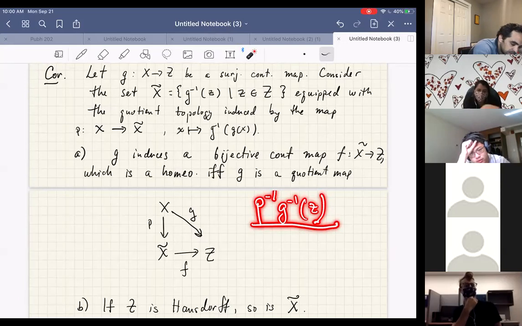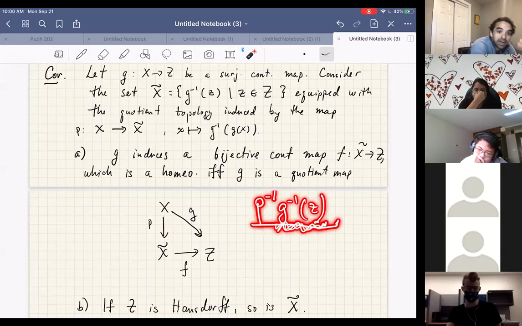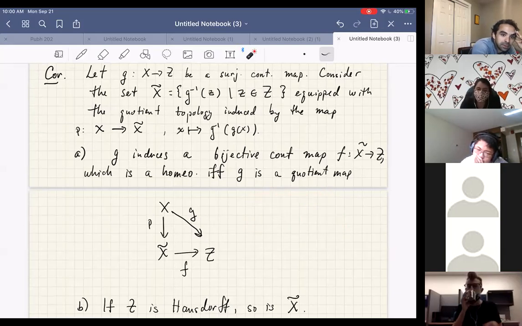This is a collection of points in X, such that what? Such that they are exactly contained in that fiber of Z, right? In that inverse image of Z. I think I'm just asking, if you apply F to that, like G inverse of Z, you're supposed to be spitting out just Z, little Z. Yeah, exactly. That's all I'm asking.